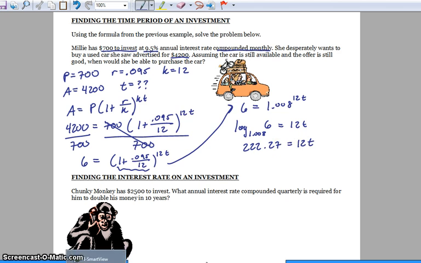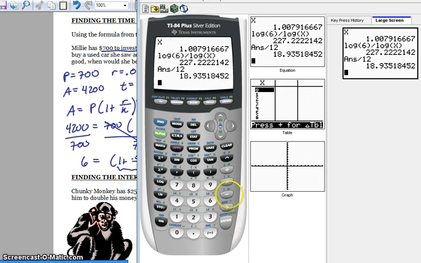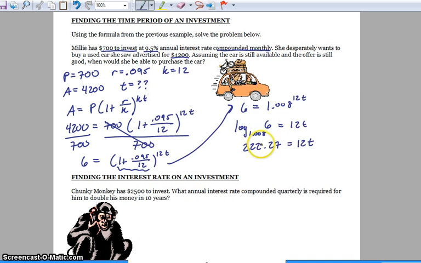And now we're going to divide by 12. So take that, divided by 12, and we get 18.94. So time is about 18.94 years.